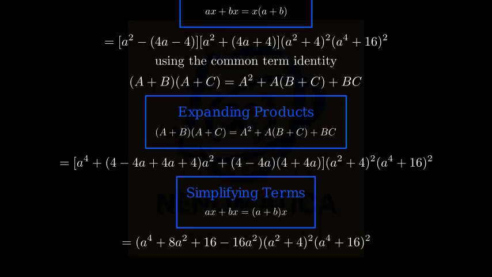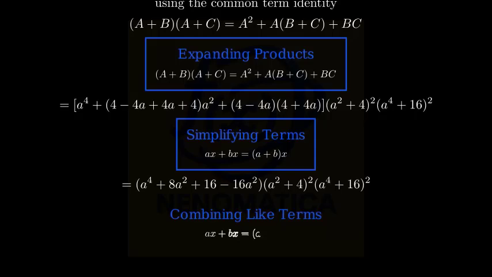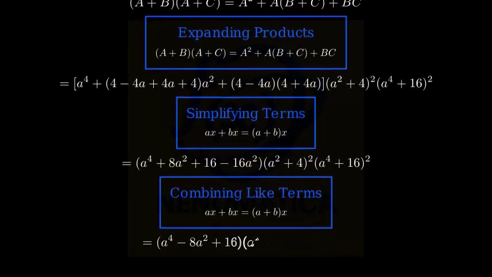Let's continue simplifying. Inside the first bracket, we have a⁴ + 8a² − 16a² + 16, which simplifies to a⁴ − 8a² + 16. So, our expression becomes (a⁴ − 8a² + 16)(a² + 4)(a⁴ + 16²).